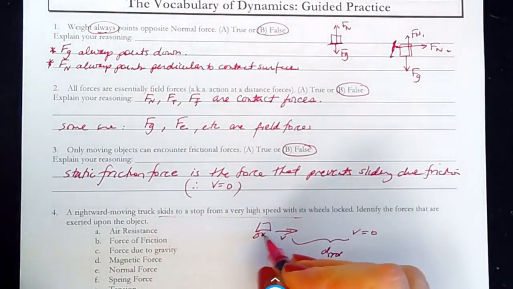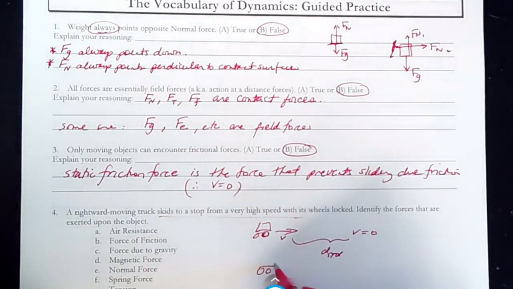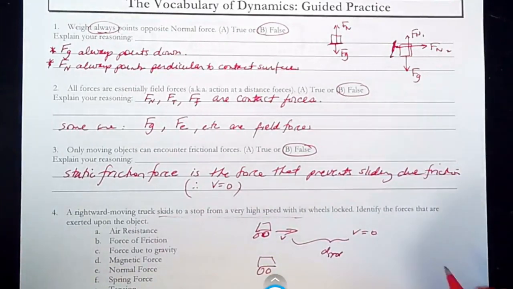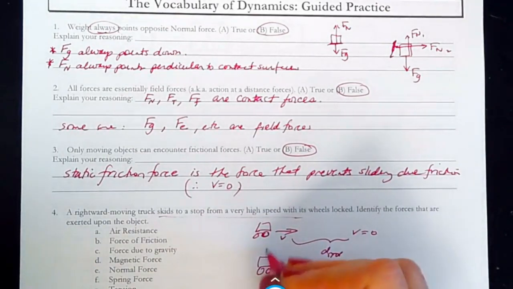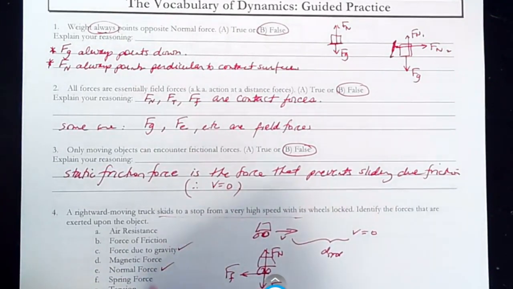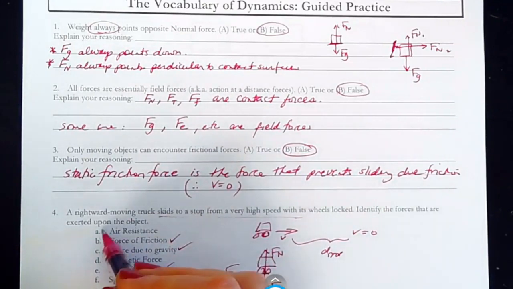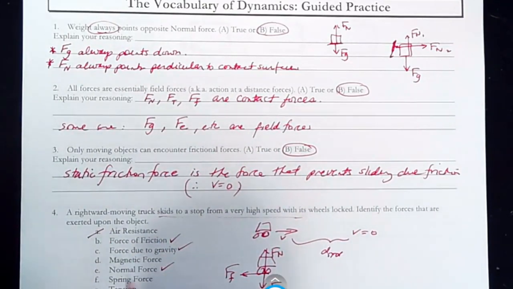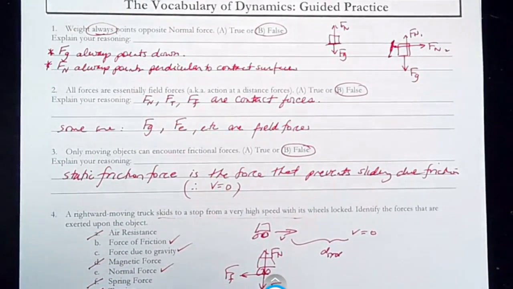So when we draw all the forces acting on this object, you're going to say there is a normal force from the ground. There is your weight pulling down, your gravitational force, right? And then because your wheels are locked, you're going to have some friction force that's causing you to stop. We ignore air resistance unless you're told otherwise. There's no magnetism here, there's no springs involved, and there's no ropes, so there's no tension.